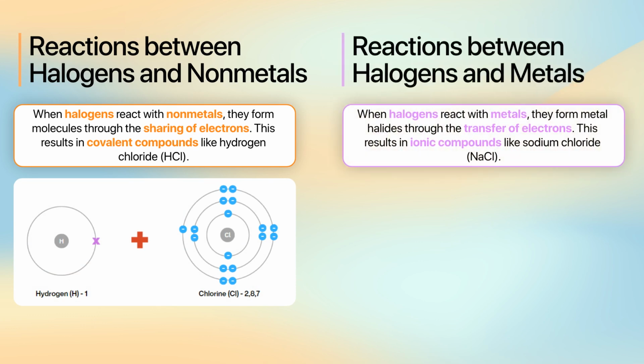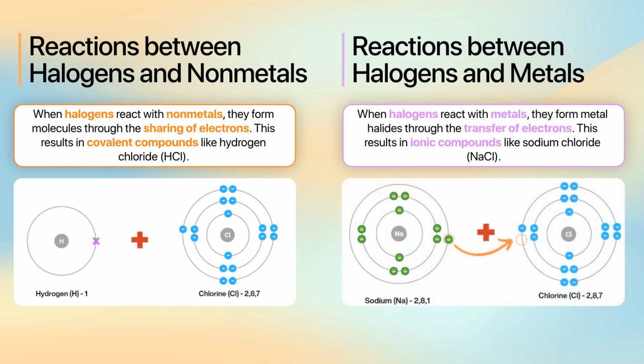We also learned that when halogens react with metals, they form metal halides through the transfer of electrons. These halides then combine with positively charged metal ions to create stable ionic compounds. This results in ionic compounds like sodium chloride, NaCl.